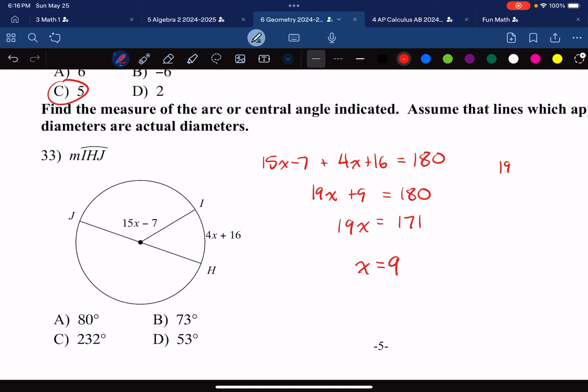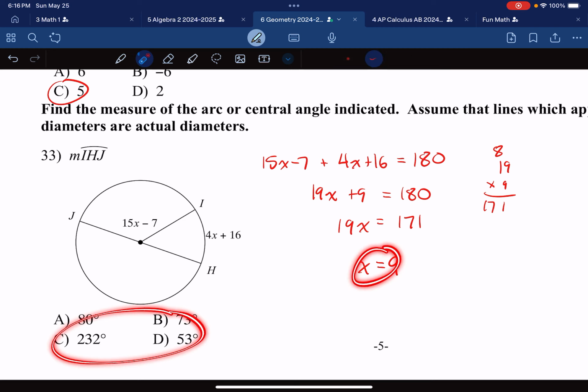I'm going to say 19 times 9 off to the side. It's going to be 81. 9 times, again, I'm just doing 9 times 1 is 9, plus 8 is going to be 17. Okay, that is correct. So x is equal to 9. You'll notice 9 isn't an answer down here because I want the actual measure of that arc.